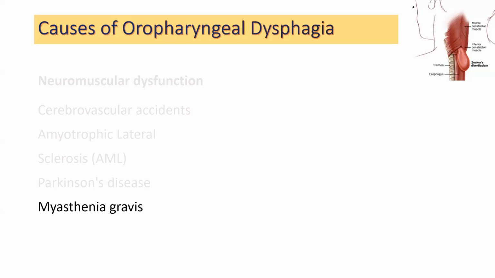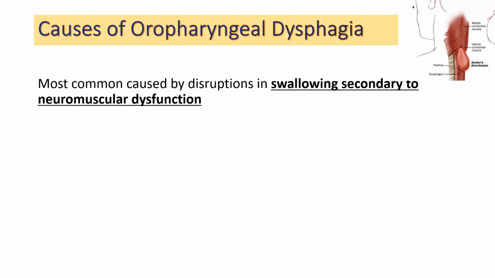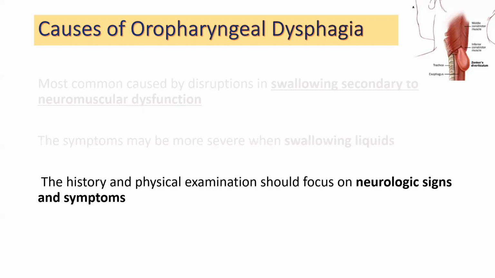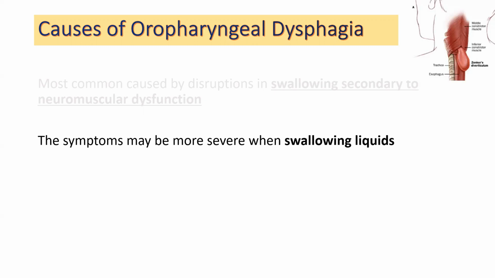In myasthenia gravis, we see acetylcholine deficiency, due to which the muscle cannot contract or relax properly, and this may cause difficulty in swallowing. With dyskinesia, when there is a problem in muscle movements, we will also see dysphagia in the oropharynx. As I told earlier, the most common cause of oropharyngeal dysphagia is secondary to neuromuscular dysfunction. The symptoms may be more severe when swallowing liquids.